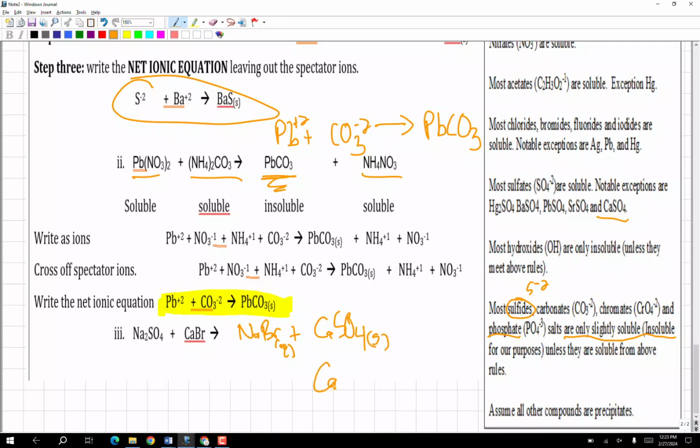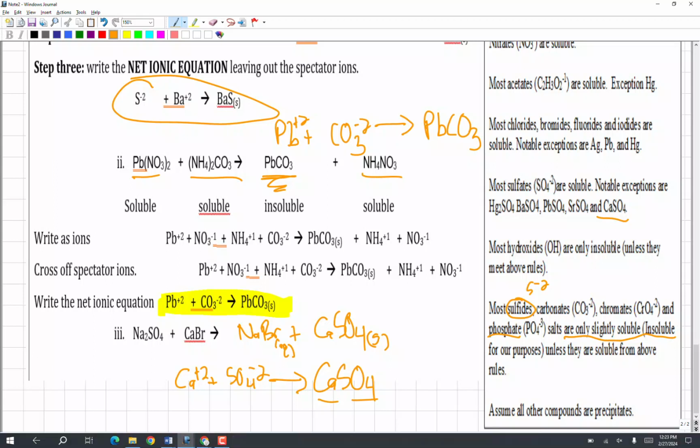So what am I going to do? I'm going to write calcium sulfate. And I'm going to write the ions that make up calcium sulfate. Ca plus 2 plus SO4 minus 2. And I'm done. And that's how you write a net ionic equation. Now notice the other ones I didn't care about. Why don't I care about these? They are not part of the precipitate.